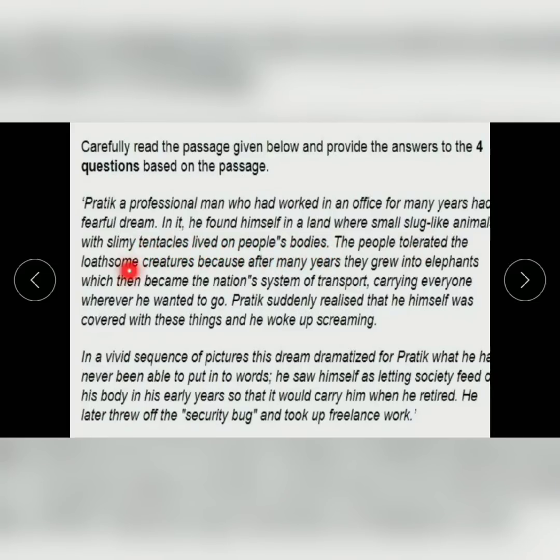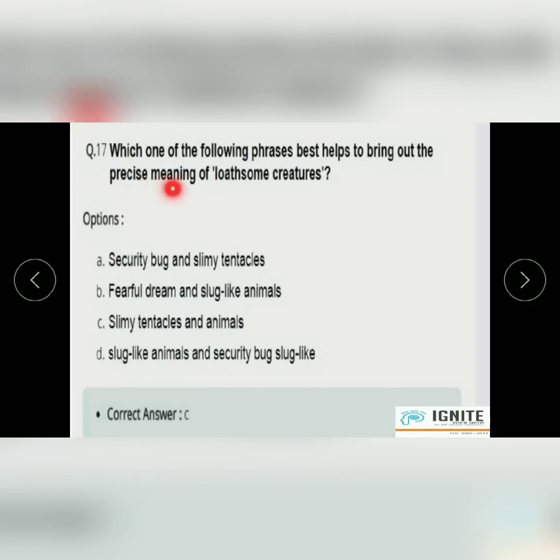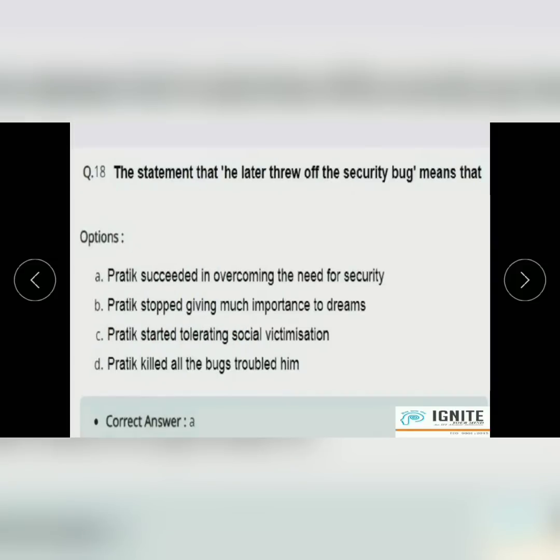The people tolerated the loathsome creatures because after many years they grew into elephants. Okay, from this we can conclude that the precise meaning of loathsome creatures is slimy tentacles and animals. Next question.